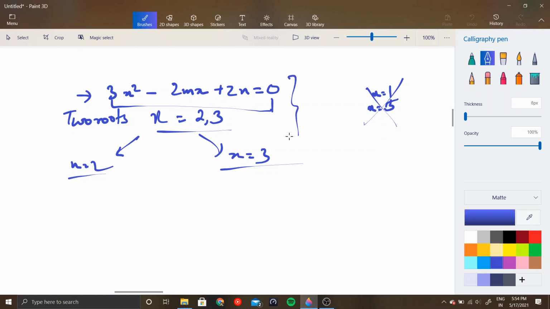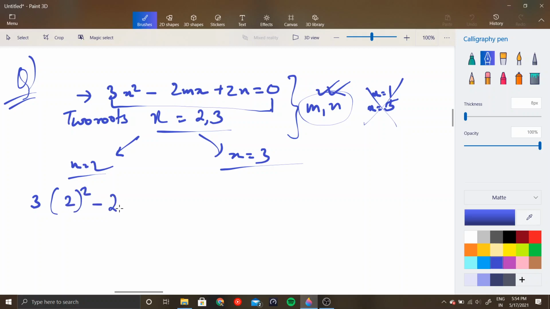The question has asked you to find the values of m and n, given the roots. So we need to figure out m and n. How do you go about solving this sum? We will just substitute the value of x in the equation, once by 2, once by 3. So you'll get 3 into 2 squared minus 2m into 2 plus 2n equal to 0. This amounts to 12 minus 4m plus 2n equal to 0.